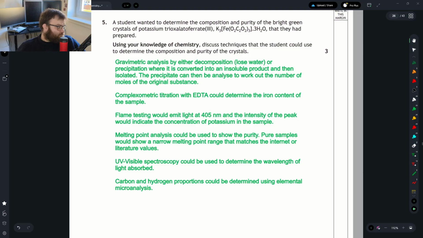hydrogen. For these questions, you get 1 mark for a limited answer, 2 marks for reasonable, and 3 marks for good. Hope this would be in the good category. There's potentially other things we could talk about. Nothing springing to mind for me. So this is what I would end up writing and hopefully pick up all the marks.